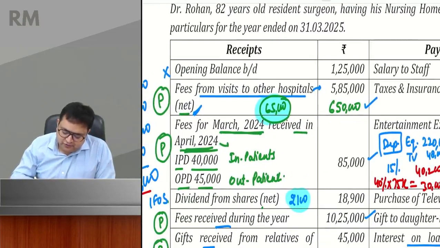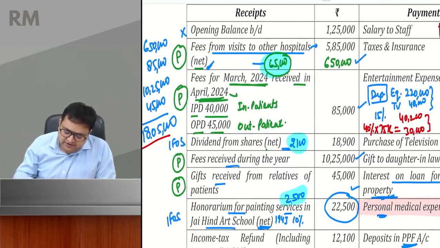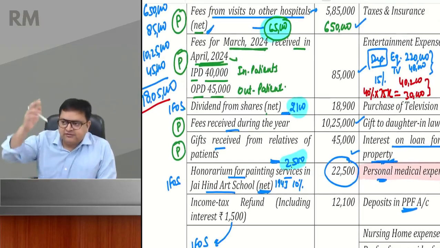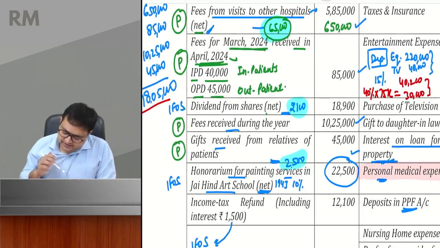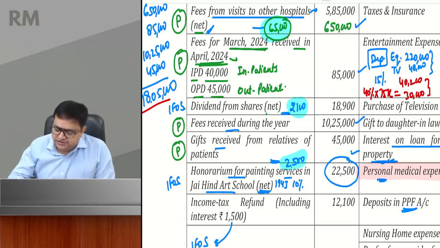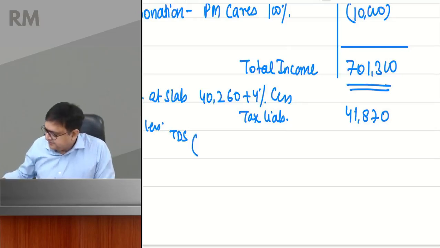fees from visit to hospital 65,000. Dividend it is 2,100. Honorarium it is 2,500. So there were 3 TDS. Agree? 65,000, 2,100 plus 2,500. 69,600. Correct, Darshni. 69,600.